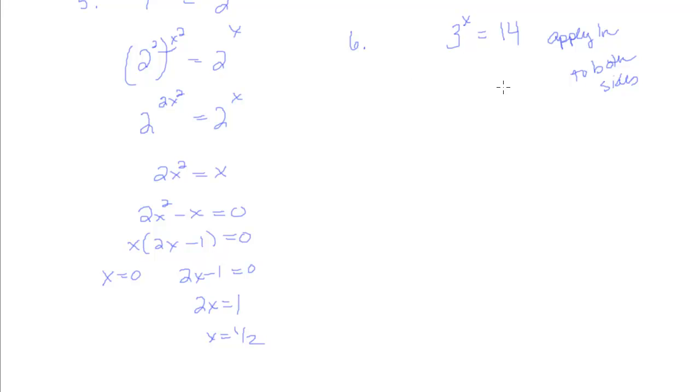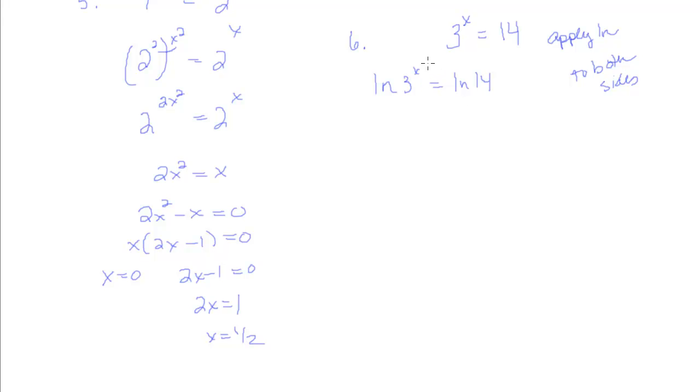So let's take a look at that. By that I mean I'm going to look at the natural log of 3 to the x equals the natural log of 14. Remember, natural log of 14 is a number. I can plug that into my calculator and get an estimate, but it's a number, it's a decimal.